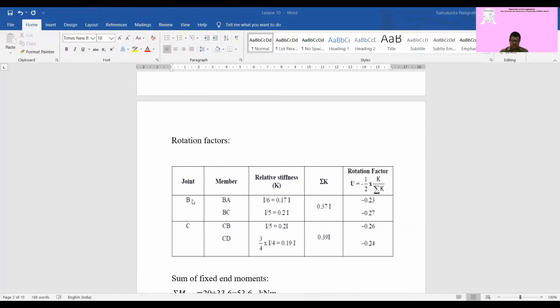Now come to the rotation factors, for joint B and joint C. The members are BA and BC, so the relative stiffness is I by L, I by L, I by L, but for the member with the simple support end, simply substitute 3 by 4 I by L. Put 3 by 4 I here, and then find sigma k. Here it is 0.37 I, here 0.39 I, and with minus half k by sigma k, it becomes minus 0.23, minus 0.27, minus 0.2.